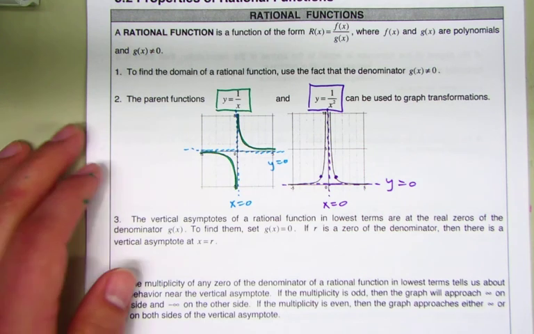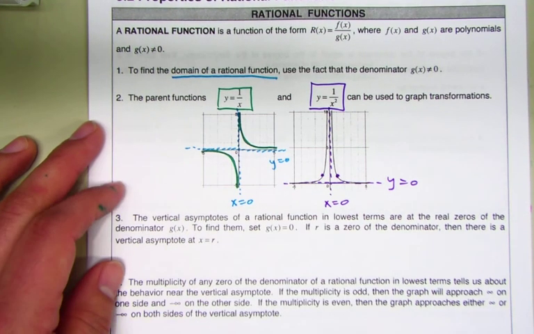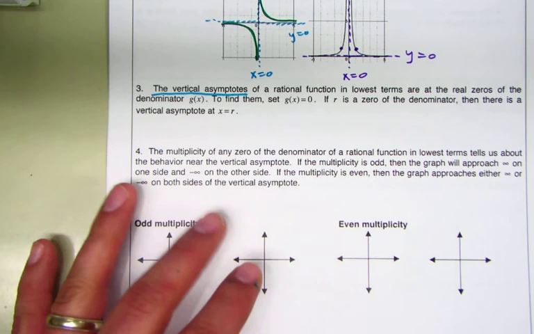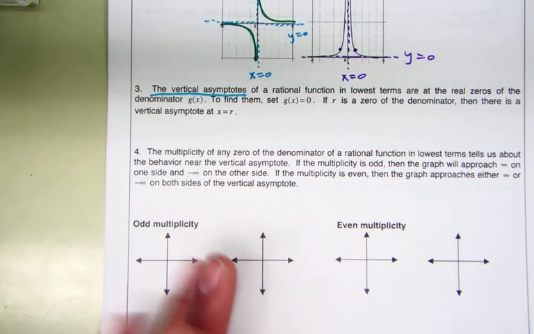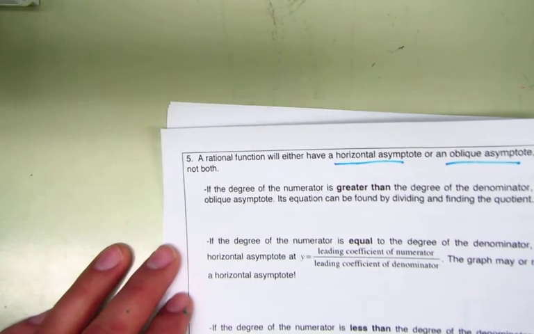Now, what we're going to be focusing on today is first finding the domain of a rational function, finding vertical asymptotes of a rational function. This is just kind of the multiplicity we'll talk about. That's not too much of the focus, but we'll talk about it. And then the fifth one, which is horizontal or oblique asymptotes. That's what we're going to talk about today.